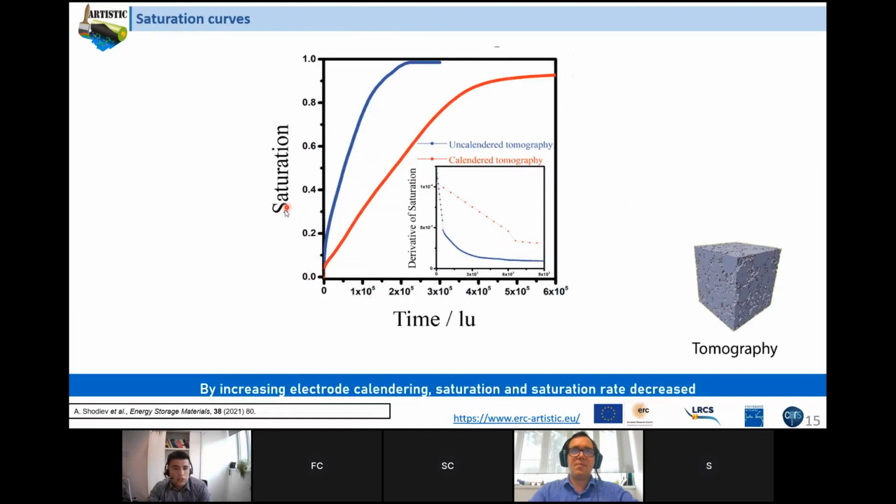Here I represent the saturation curve for those two electrodes, calendared versus uncalendared. And the uncalendared tomography electrode, with higher pore size distribution and higher porosity, as expected, has a higher saturation rate, and its velocity starts higher and goes sharply down. On the other side, for the calendared tomography electrode, as expected, saturation takes about 3 times more time, and it doesn't reach 100%, and velocity goes slowly down.